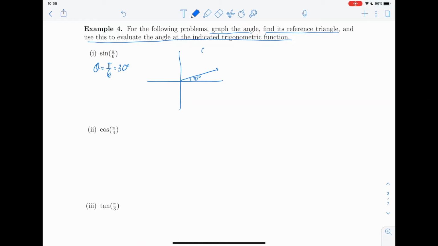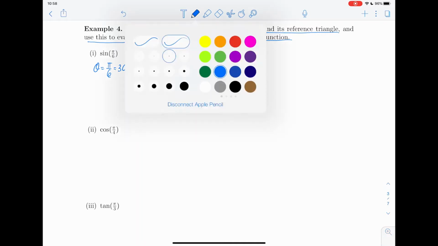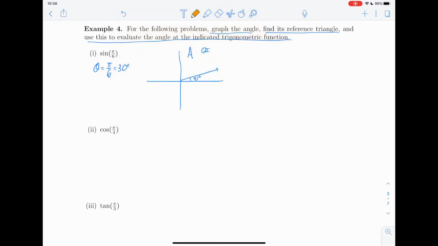We also know that this is in quadrant 1. So that means we're in the A quadrant of ASTC, which means sine, cosine, and tangent are all positive. If we draft now the reference triangle that we want to build, that's going to be a triangle right here in orange.